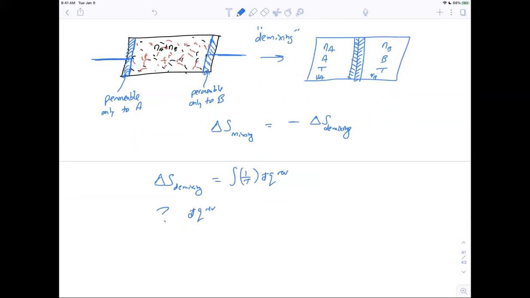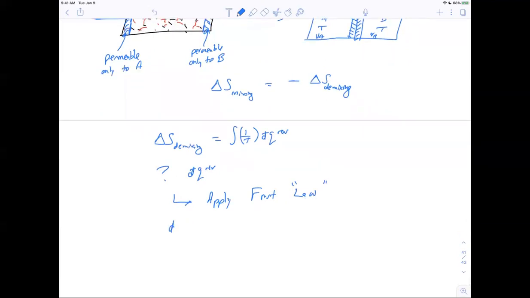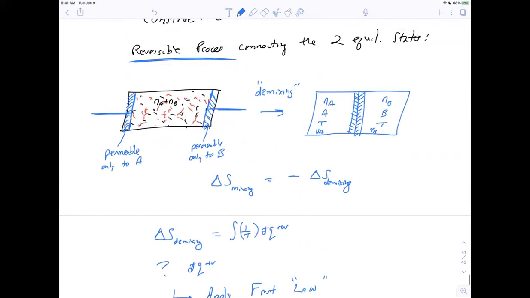For that, we first apply the first law to get dq reversible. That's how we get our dq reversible. So du is equal to dq reversible plus dw reversible. Now, since temperature is constant, here we have N, which is equal to Na plus Nb, and V, which is equal to Va plus Vb, and here's T and here we have T, so the temperature doesn't change.